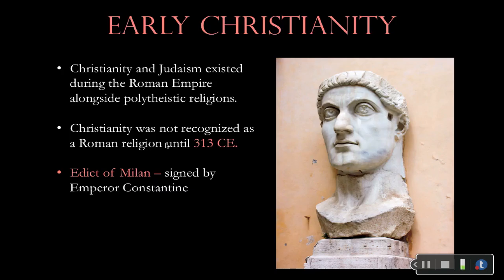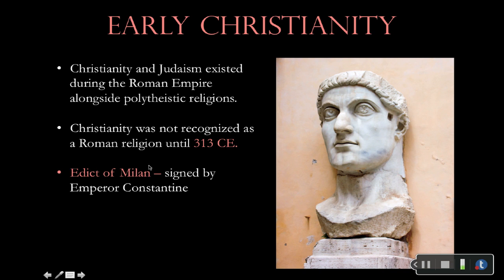I wanted to start by talking about early Christianity. It's important to note that Christianity and Judaism both existed during the Holy Roman Empire alongside other polytheistic religions. That is to say that these existed alongside religions with multiple gods, which were often pagan religions. If we think of Greek and Roman gods, this is the kind of religion we're thinking about at this early period. It's important to realize as well that Christianity was not actually realized as a Roman religion until 313 of the Common Era.